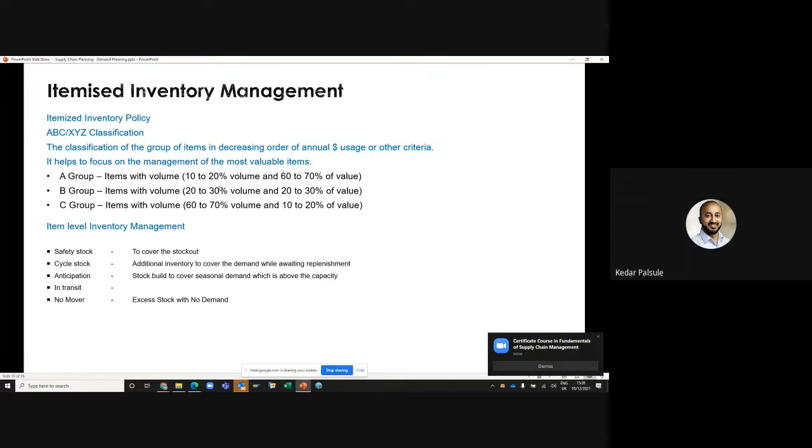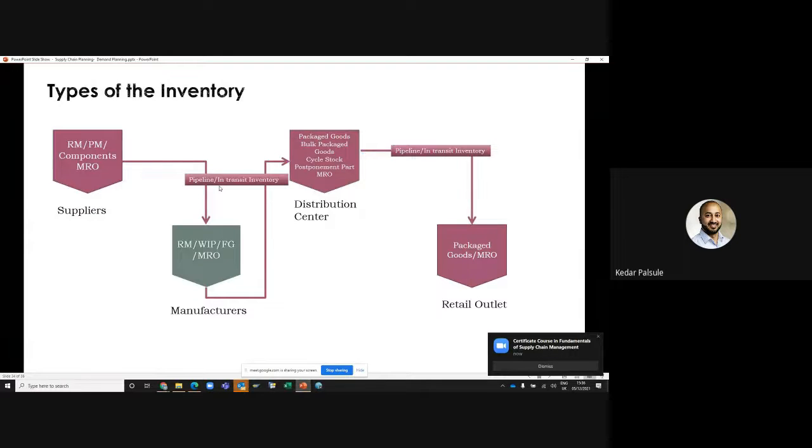So just what you discussed in the last two slides. Mohan, you discussed that there are two ways of defining inventory. The safety stock, cycle stock, anticipation, in transit, and no mover is defining inventory by how it's used. And on the previous slide, you defined inventory based on flow, basically how it flows into the manufacturing system and out of the manufacturing system, and what the components of inventory are that way.